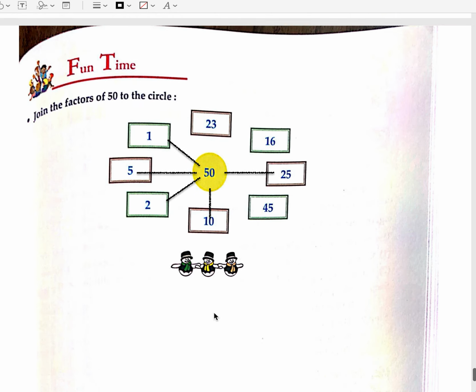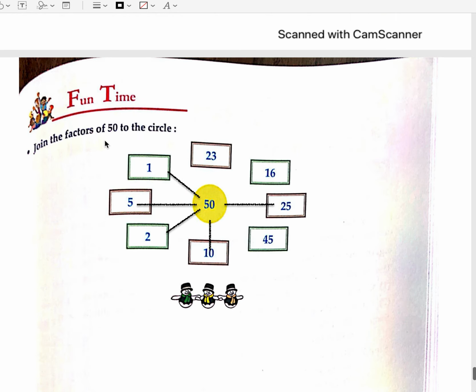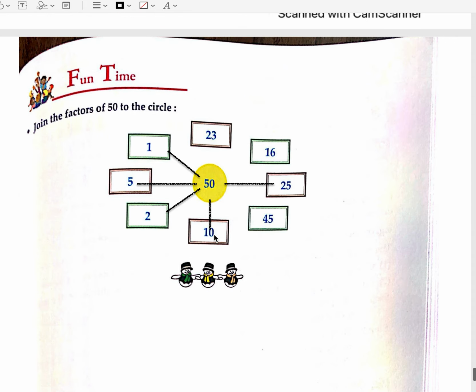Now let's come to the last exercise, which is join the factors of 50 to the circle, which is 1, 5, 2, 10 and 25. With this, we end our 7th chapter, Factors and Multiples.